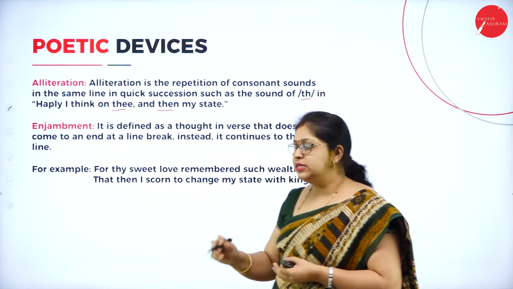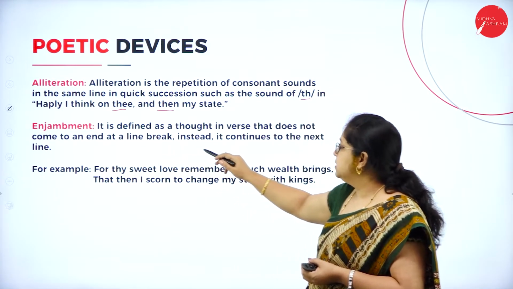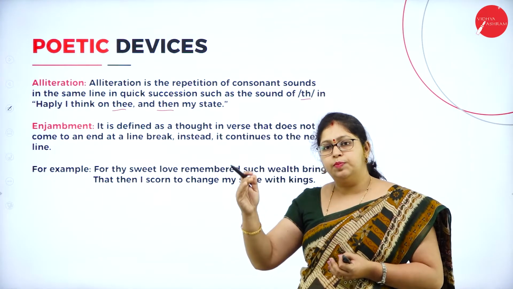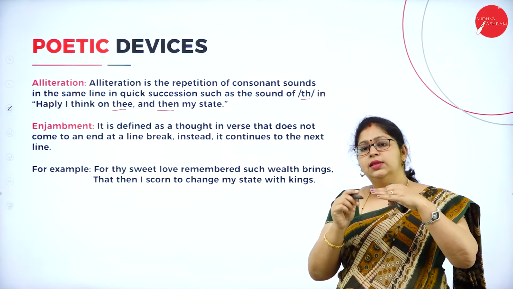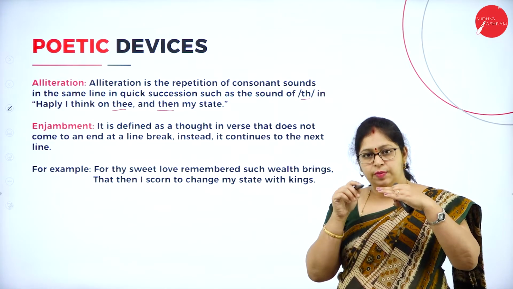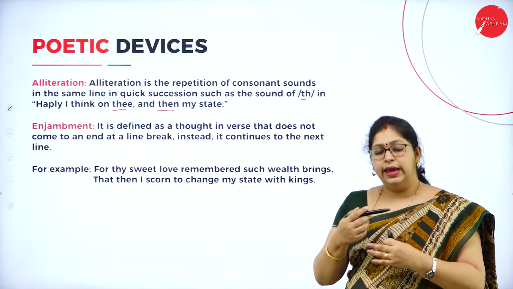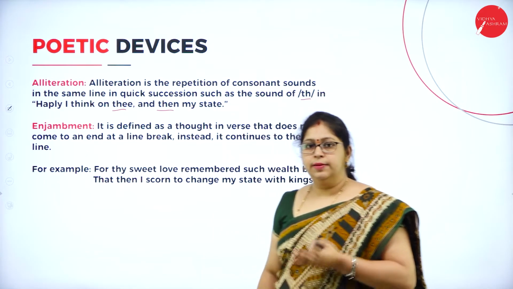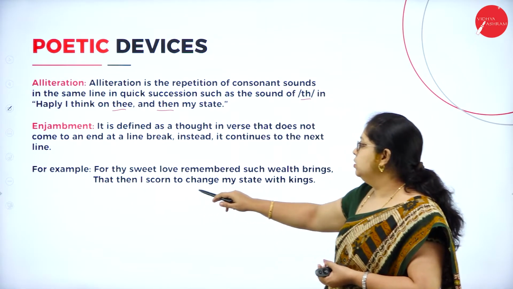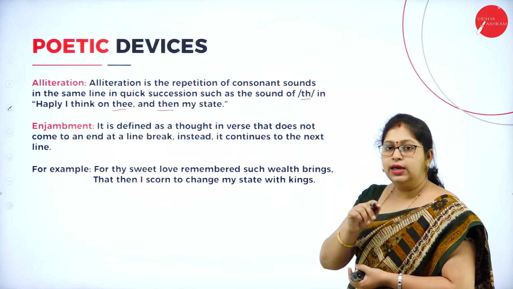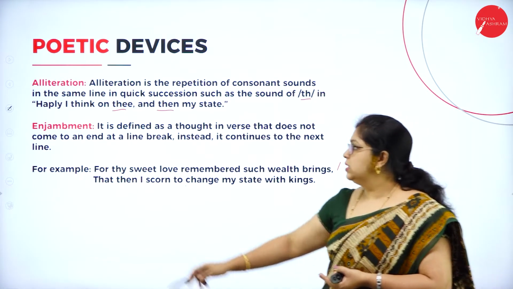Then enjambment. Enjambment is defined as a thought in verse that does not come to an end at a line break. Instead, it continues to the next line. The thought of the poet does not end at the same line. It continues to the next line also. It can stop in the beginning, middle, or at the end. Lines like that used in the poem are called enjambment. Example: "For thy sweet love remembered such wealth brings, that then I scorn to change my state with kings." Here the idea does not stop at the end of the line. It continues to the next line also. This is known as enjambment.